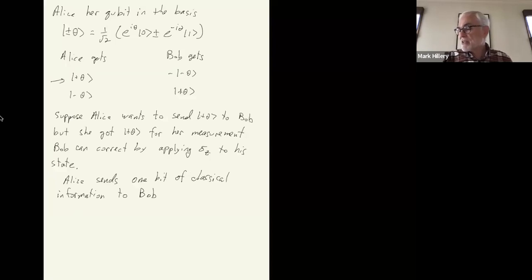So Alice, in this case, sends only one bit of classical information to Bob. This is a more restrictive procedure because with teleportation, Alice can send any state to Bob, and also she doesn't have to know what the state is. In this procedure, Alice has to know what the state is, and it's of a particular form, but she only has to send one bit of classical information instead of two, as in the case of teleportation. Now, there's a variation on remote state preparation. So let me talk about that.